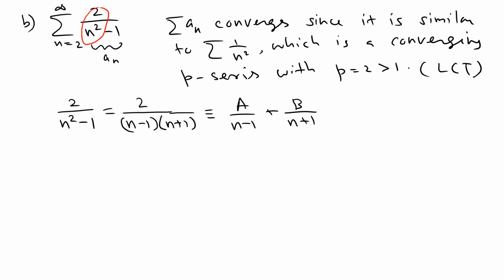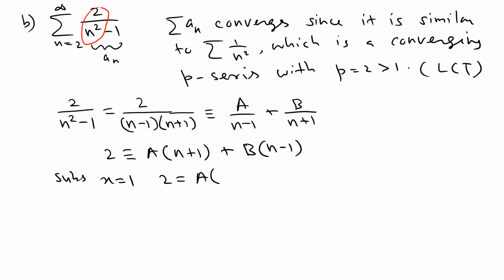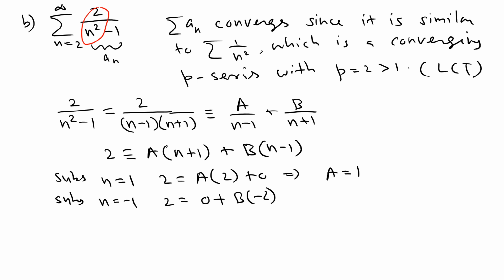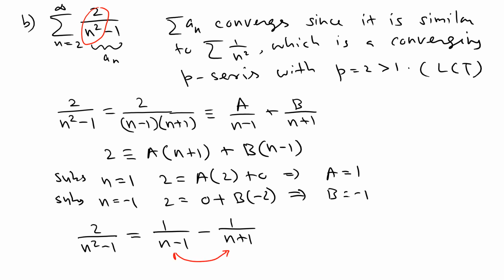Now the standard argument, we can write this as 2 equals A times the other one plus B times the other one, and then we substitute. Substituting n equals 1, you get 2 equals A times 1 plus 1 plus 0. This says that A equals 1. Then if you substitute n equals negative 1, you get 0 plus B times negative 2. So this says that B equals negative 1. So that means we get the partial fraction decomposition: 2 over n squared minus 1 equals 1 over n minus 1 minus 1 over n plus 1. And you can see these are two consecutive terms. They have the same format.